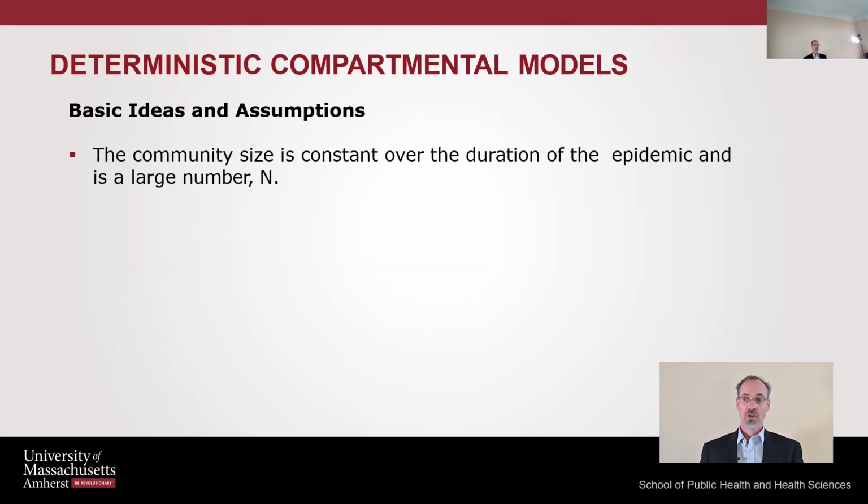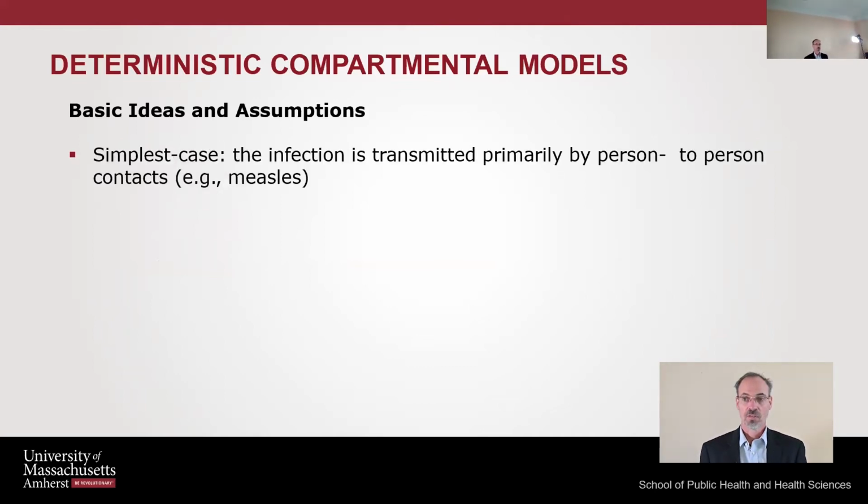One assumption is the community size is constant over the duration of the epidemic and is a large number N. In the simplest case, the infection is transmitted primarily by person-to-person contact, for example, measles, but not all compartmental models are strictly person-to-person. There are complex models out there that model, for example, vector-borne disease, which is one thing that Ross and McDonald did.